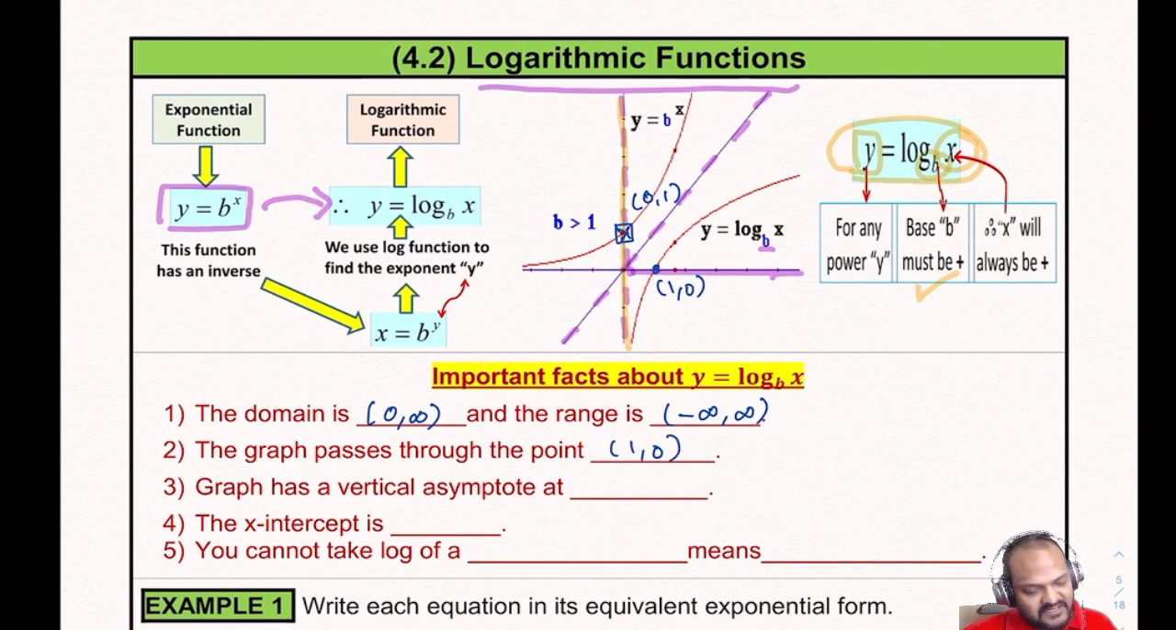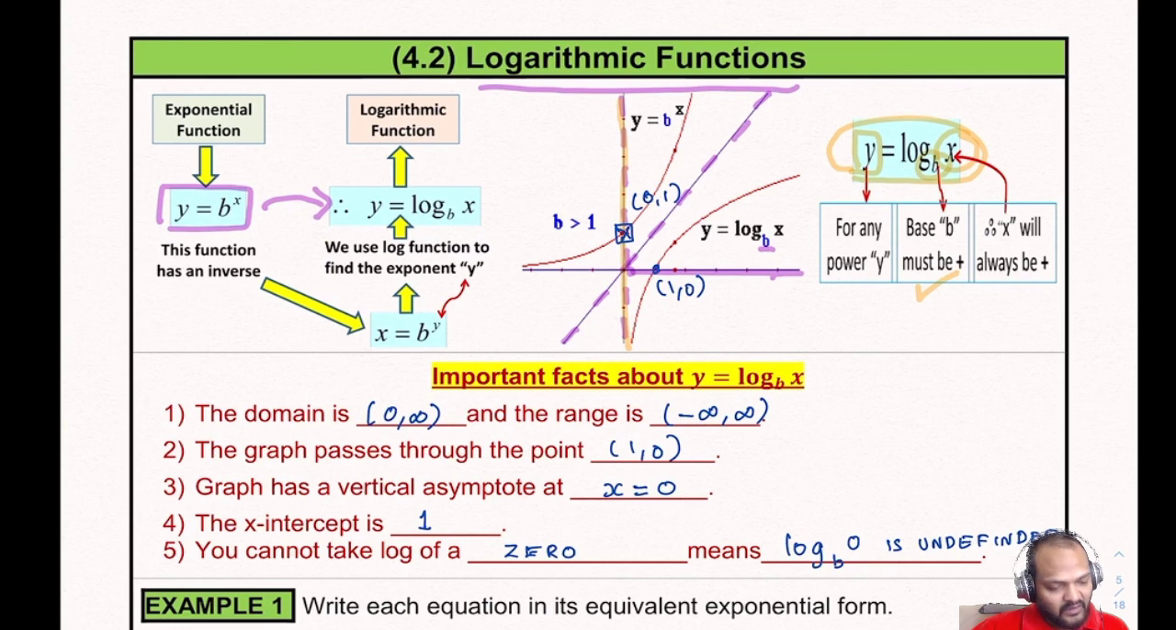And the graph has a vertical asymptote. As I said, the y-axis is the vertical asymptote, and the equation of the y-axis is x equal to 0. And the x-intercept is always 1. You cannot take the log of the number 0. That means log of 0 base b is undefined. This also applies to negative numbers as well. All right, so these are some basic facts, some basic understanding of the logarithmic functions.